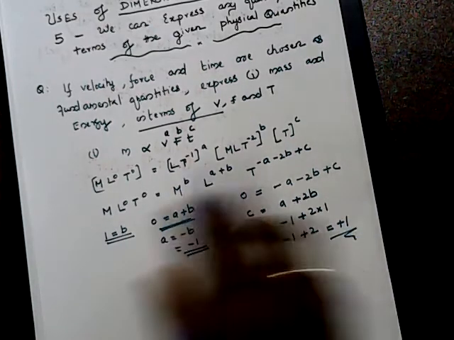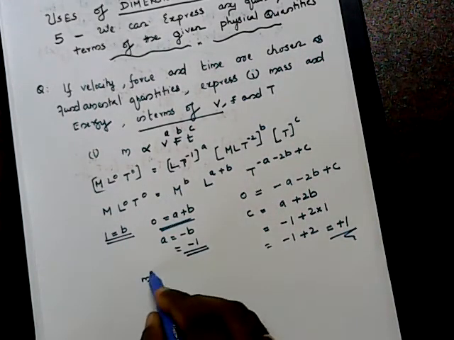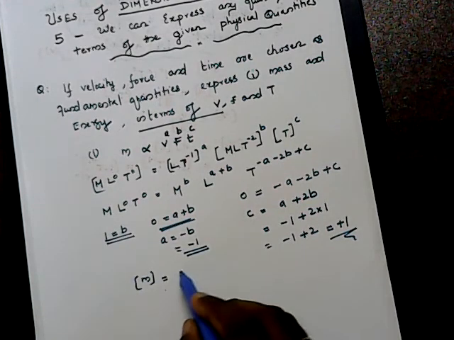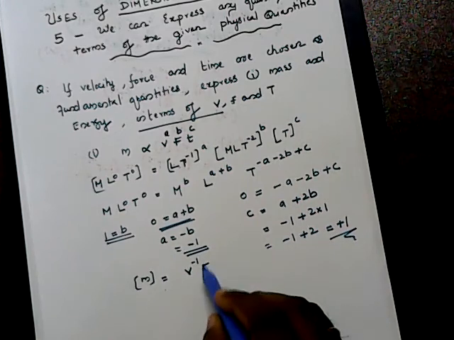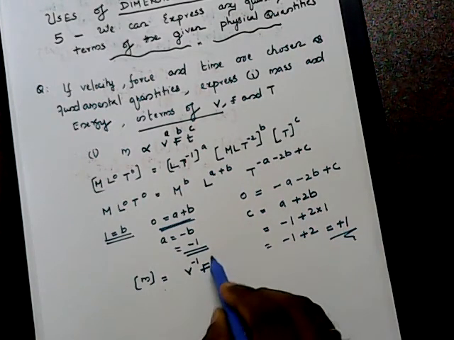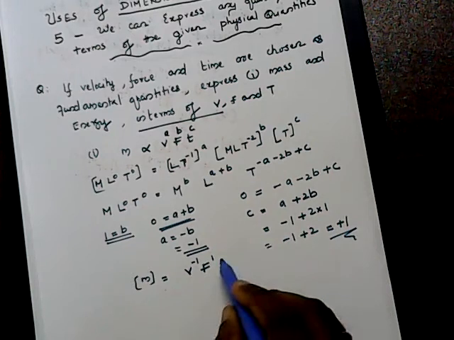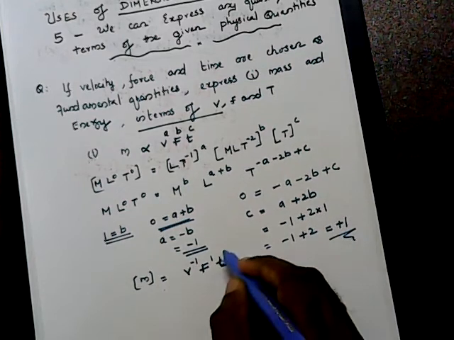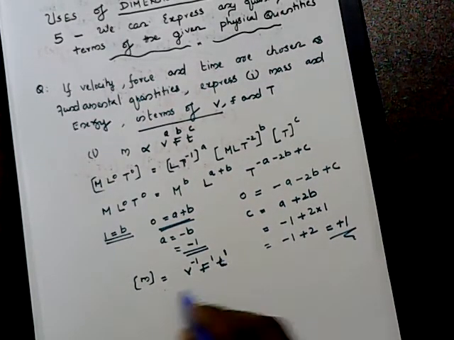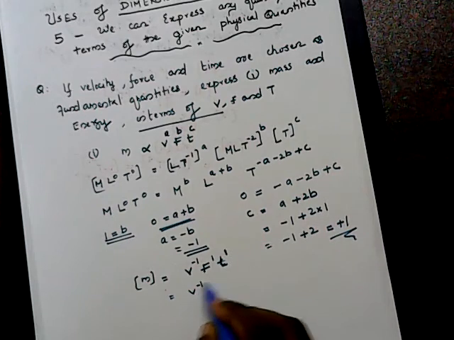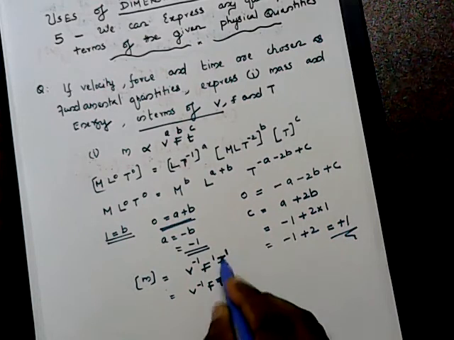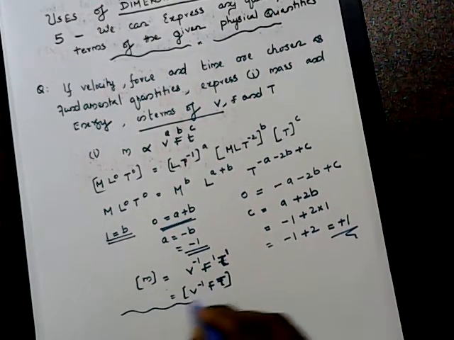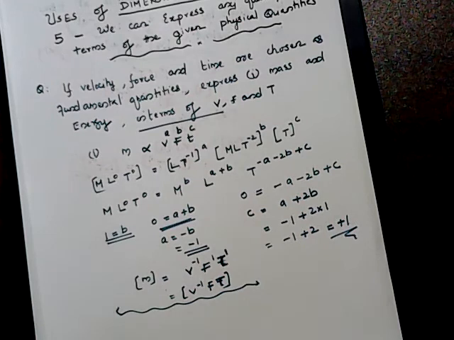So we get all the powers. Then we can express that M got the dimension of the velocity raised to A as minus 1, the force raised to B as 1, and the time T raised to C as 1. So that is equal to V raised to minus 1 F T. So that is a very important concept. So we get the first part answer.